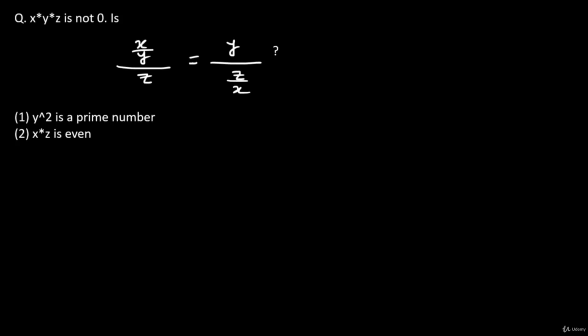Let's do this question. X into y into z is not 0. So that means x, y and z is not equal to 0. Now we need to check whether x by y divided by z is equal to y by z by x. Statement 1 says y square is a prime number. Statement 2 says x into z is even.